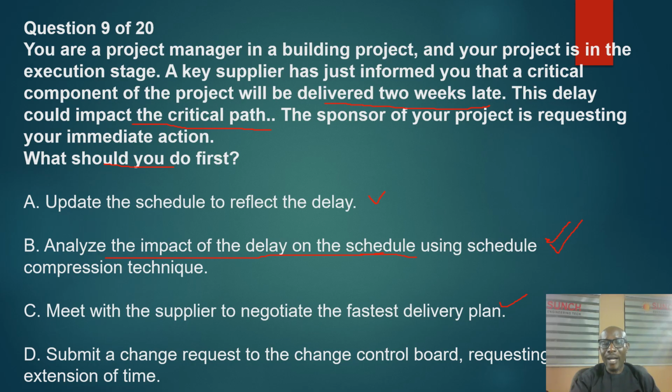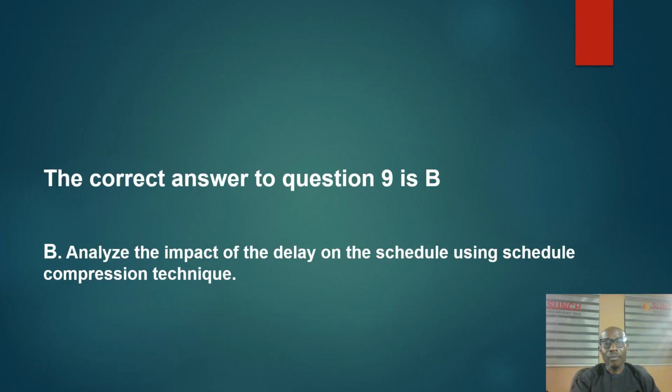Then, if you cannot get a reasonable tentative, you now have to confirm that the project will be delayed. Then the only thing for you to do is to submit a change request. But the first thing to do is B. The correct answer to question 9 is B. Analyze the impact of the delay on the schedule using schedule compression technique.